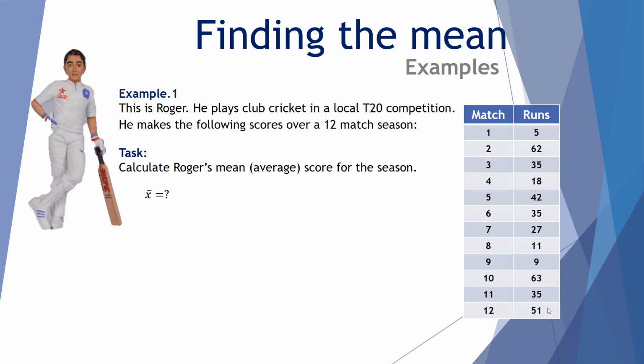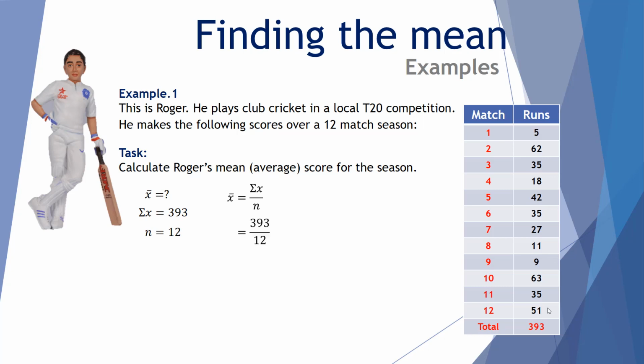So first of all, we're going to write this down. x bar, the mean value, is what we're trying to calculate. That's the unknown. The sum of all his runs for this particular 12 match season is 393 runs, as can be seen in the table. The n, the number of matches played, is 12.